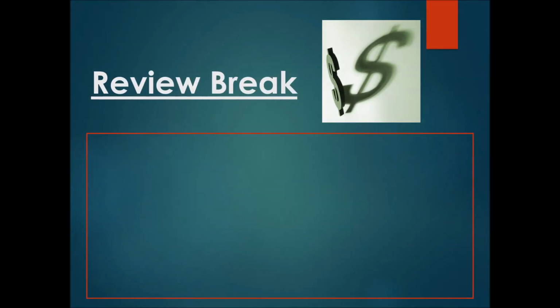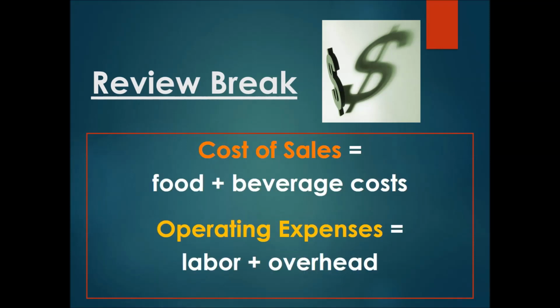Let's pause here and take a quick little review break. Cost of sales is food plus beverage costs, and operating expenses is labor plus overhead.